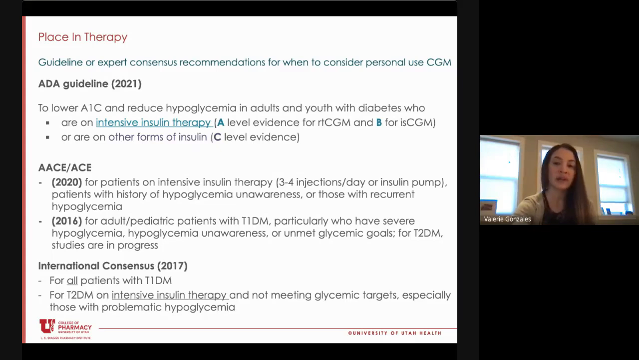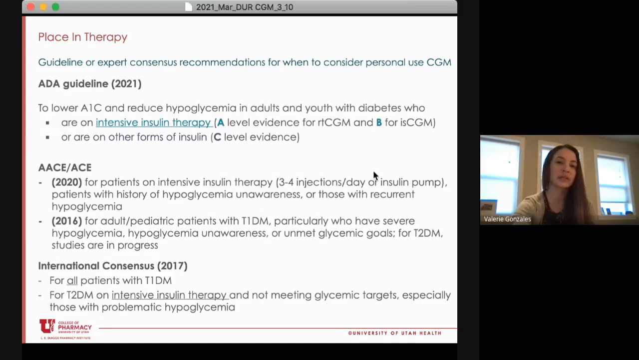However, in that 2016 guideline, the recommendation for use of CGM was reserved to patients with type 1 diabetes since studies in type 2 were limited at that time. And finally, in the 2017 International Consensus Guidelines for the use of CGM, the authors recommended this technology for all patients with type 1 diabetes and patients with type 2 diabetes on intensive insulin who are not meeting glycemic targets.